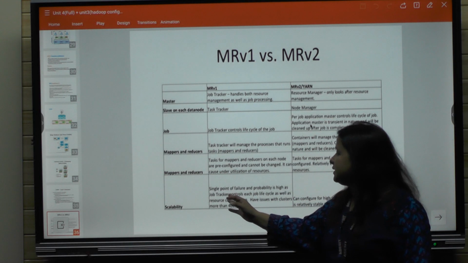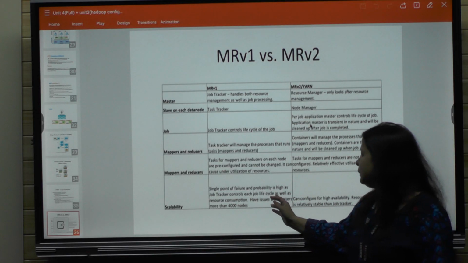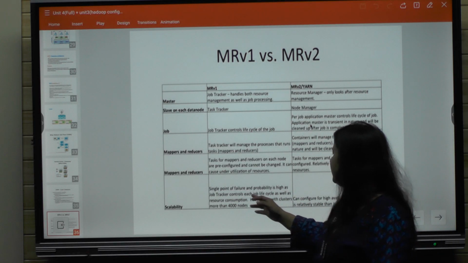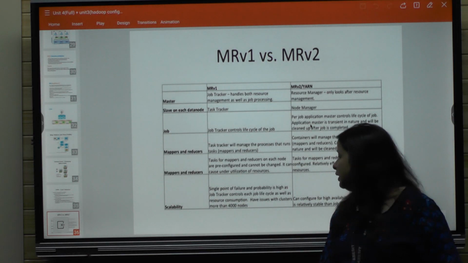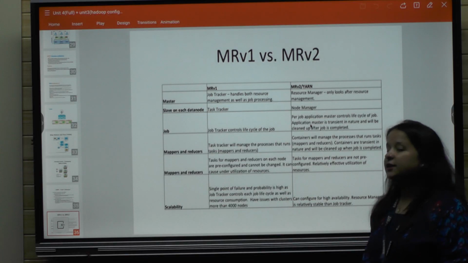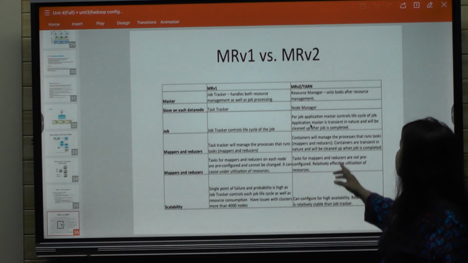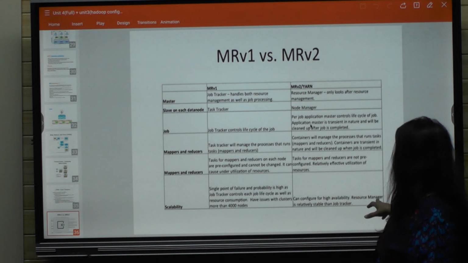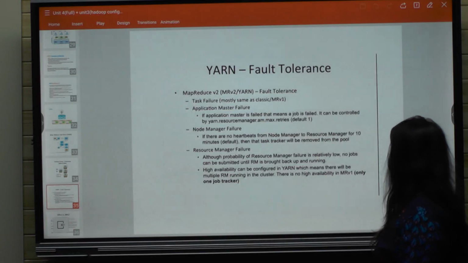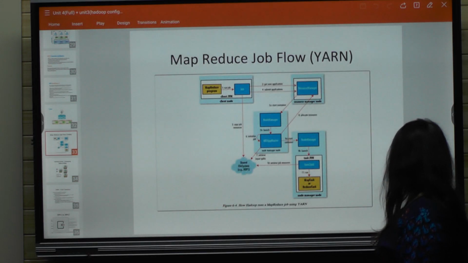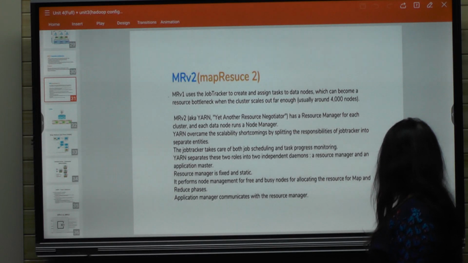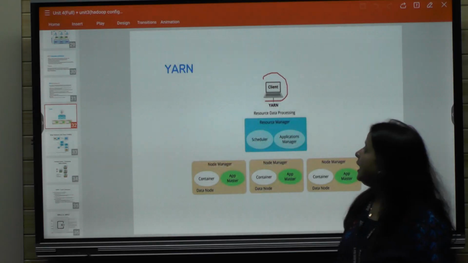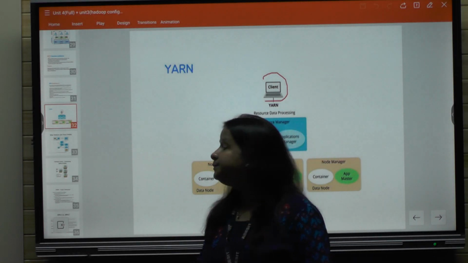Scalability. In MRv1 it is a single point of failure and the probability is high, as job tracker controls each job life cycle as well as resource consumption. It has issues with clusters of more than 4000 nodes. While MRv2 can be configured for high availability, resource manager is relatively stable compared to job tracker. So after understanding the difference between MRv1 and MRv2, we will go further into the architecture of YARN.